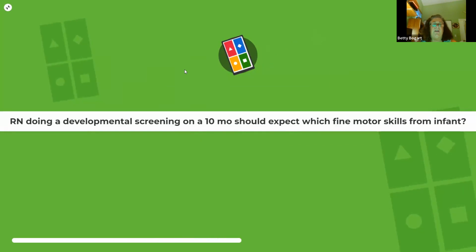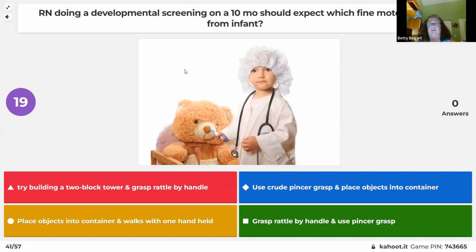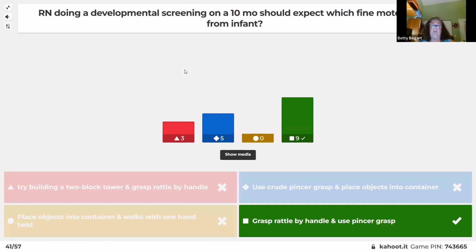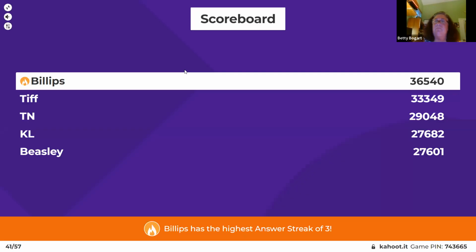RNs doing a developmental screening on a 10-month-old should expect which fine motor skills? Fine fingers. So they should be able to grasp a rattle, probably put it hand to hand and start with that pincer grasp. When you're talking about building a tower of blocks, that's at 1 year old, and putting objects in or taking them out of a container, that's at 11 months old. So 10 months old is only handling, grasping the rattle and using the pincer grasp.